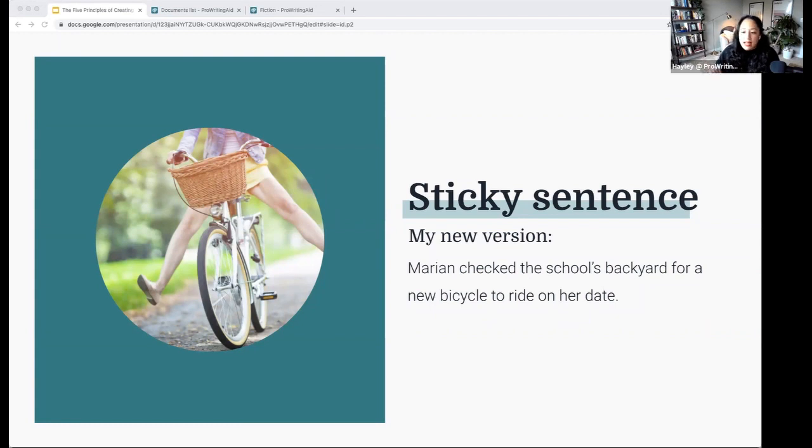So you can decide if you want to keep the verb looked or switch to checked, right? You as the author have that choice. However, what you should be doing is thinking, where do I have ineffective sentences and how can I make them more effective by reducing, removing, or replacing some of those sticky words?